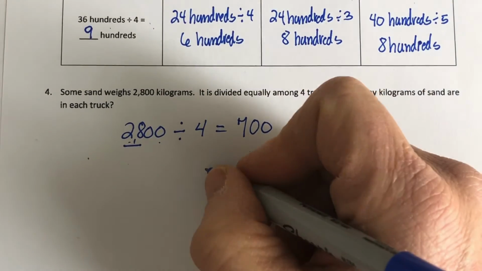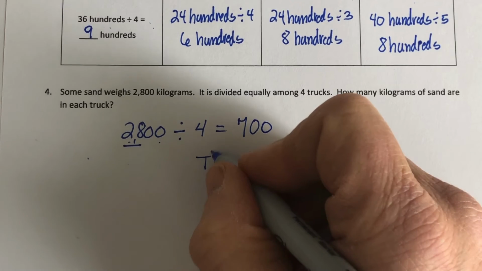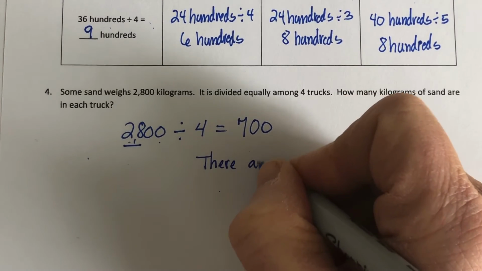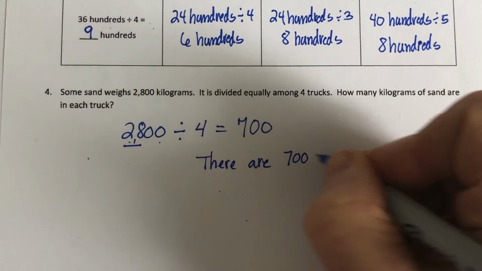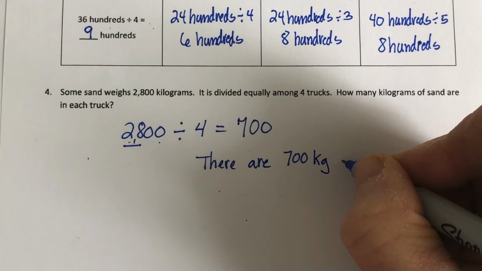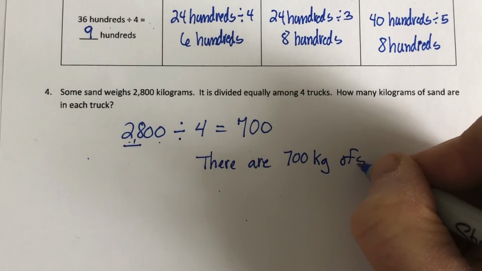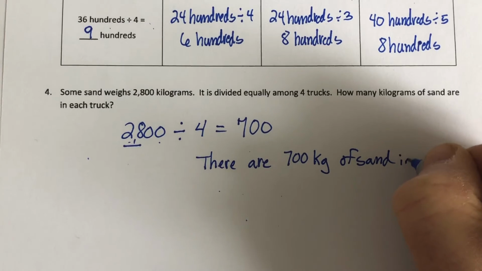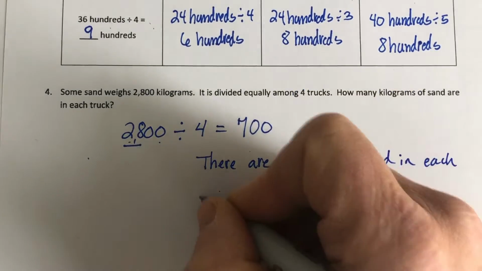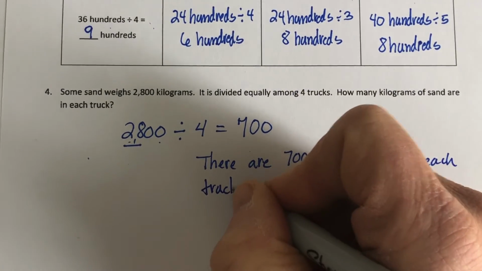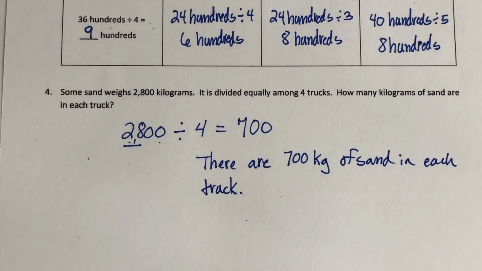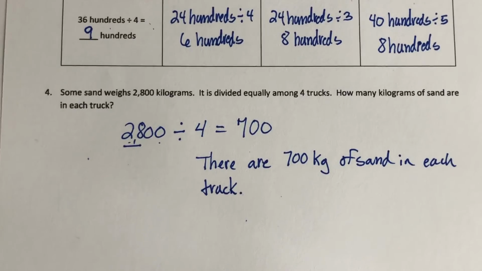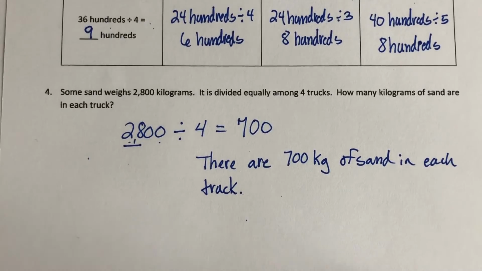So I have to write that in a complete sentence. There are 700 kilograms of sand in each truck. Period. Okay? I could also write out the place value discs, or I could even do a tape diagram to help me solve that, all right?